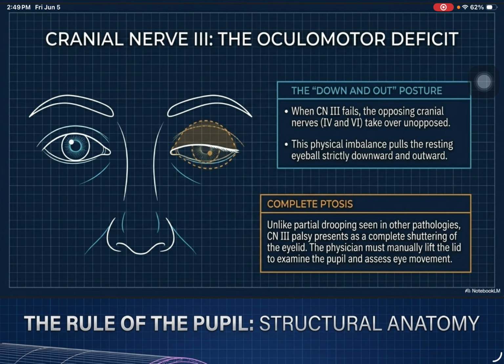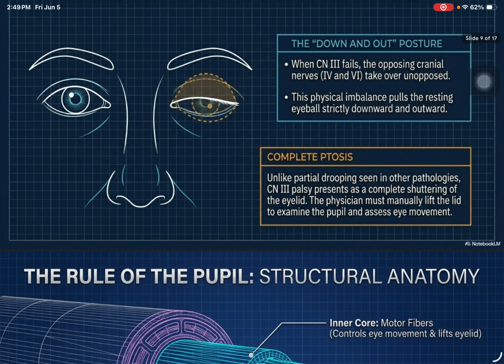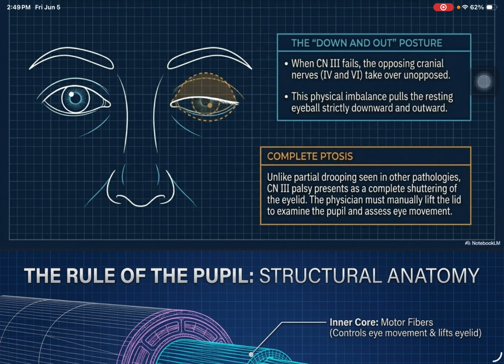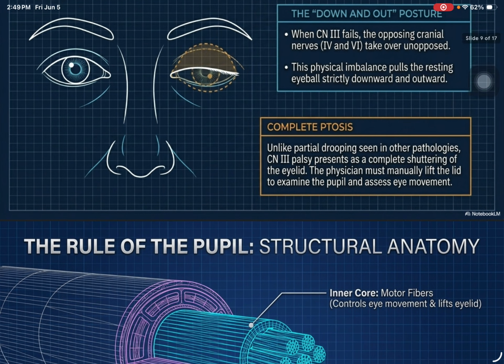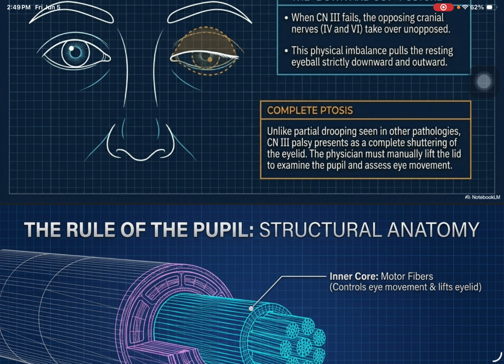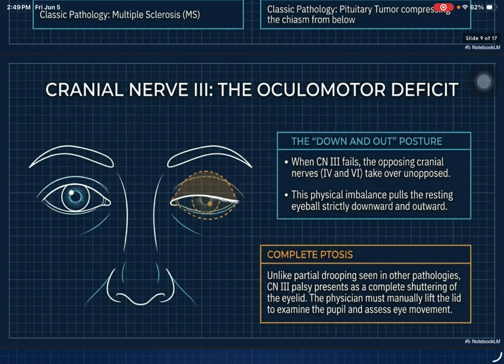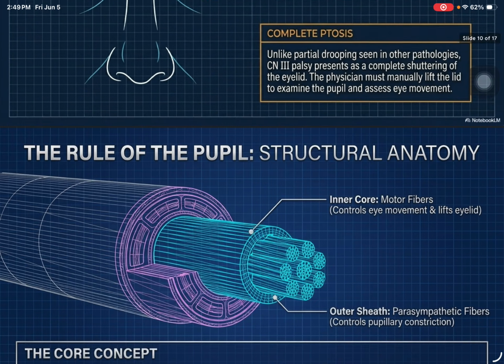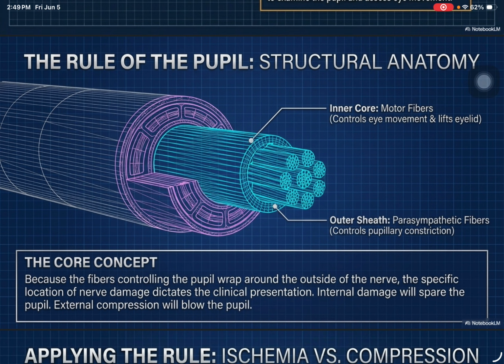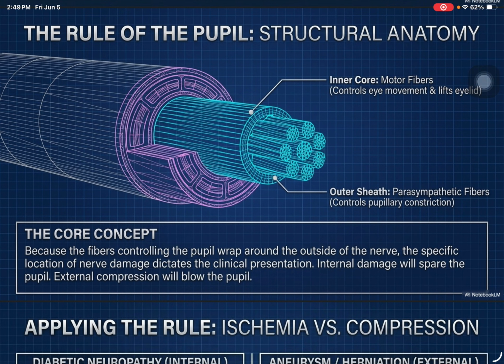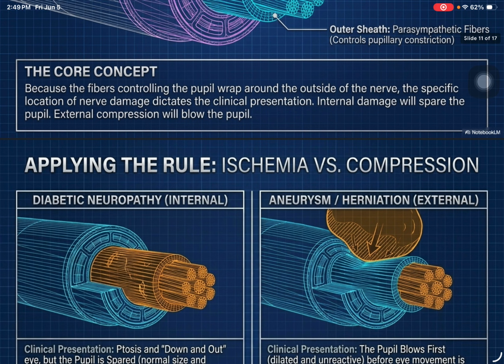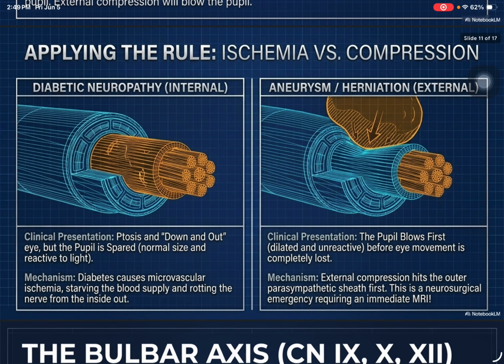So here a convergent squint is present, and complete ptosis as described before. So in the third nerve we also find ptosis, mydriasis, the eye down and outward, and convergent squint. In the pupils, we find ischemic compression and aneurysm compression.